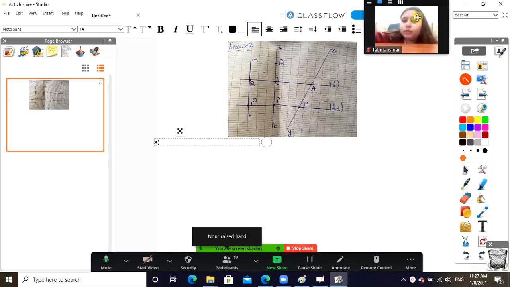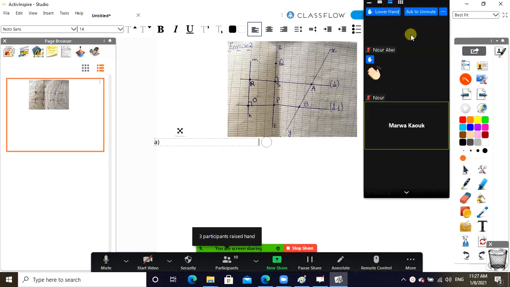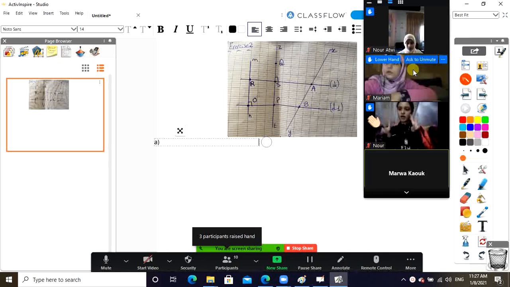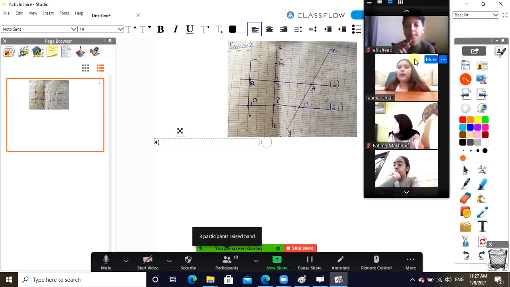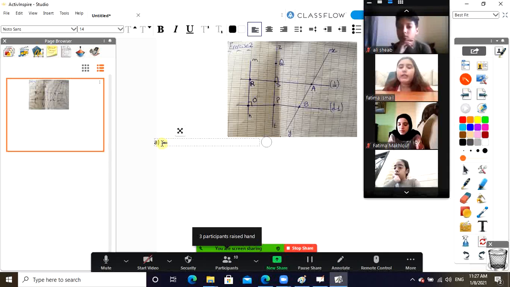Yes, Fatima Ismail, what is the meaning of a straight line? A straight line that has no beginning and no end. So it's unlimited. Can you choose one straight line from this figure?